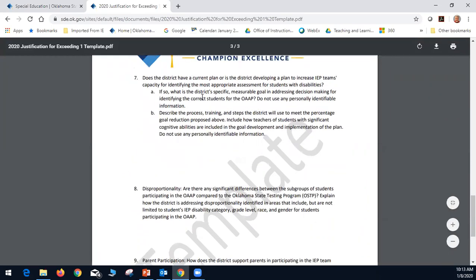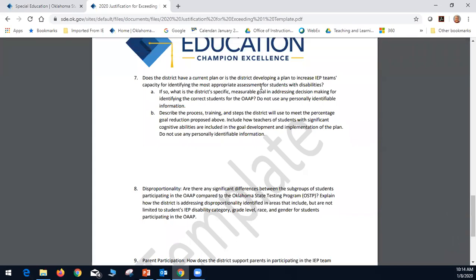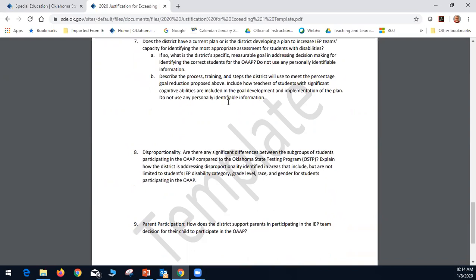Question number 7, does the district have a current plan, or is the district developing a plan to increase IEP teams' capacity for identifying the most appropriate assessments for students with disabilities? So is this something that your district has already addressed? How so? If not, just be transparent and honest. If so, what is the district's specific measurable goal in addressing decision-making for identifying the correct students for the OAP? And again, do not use any personally identifiable information.